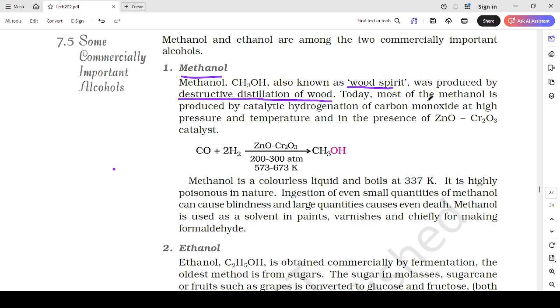Today, most of the methanol is produced by catalytic hydrogenation of carbon monoxide at high pressure and temperature in the presence of this dual catalyst. Two catalysts are being used. So earlier it was done by destructive distillation of wood. Today you do it by catalytic hydrogenation. Hydrogenation means addition of hydrogen. Since I do it in the presence of catalyst, I call it catalytic hydrogenation. This is carbon monoxide.